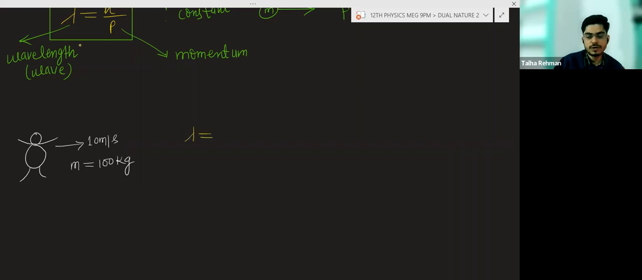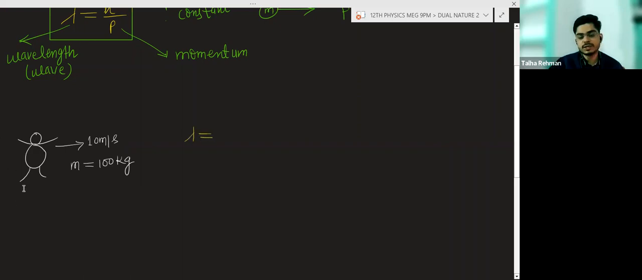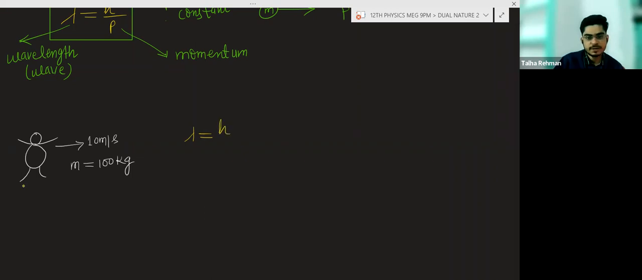So the wavelength of the wave associated with this person is lambda, which is h divided by p. P is the momentum. h is 6.626 into 10 to the power minus 34, divided by momentum. Momentum is mass into velocity. Mass is 100 kg, velocity is 10 meters per second. So you will get lambda equal to 6.626 into 10 to the power minus 27 angstrom.